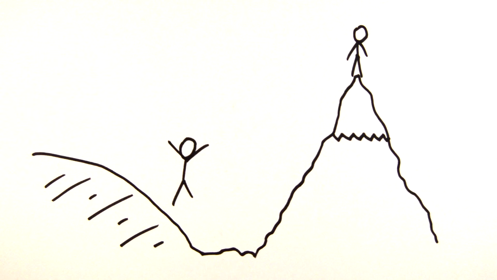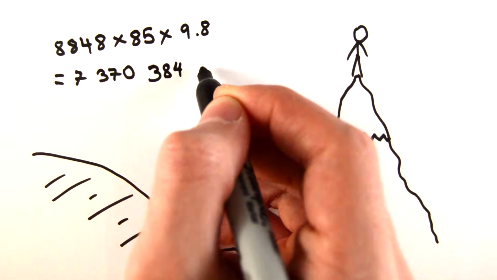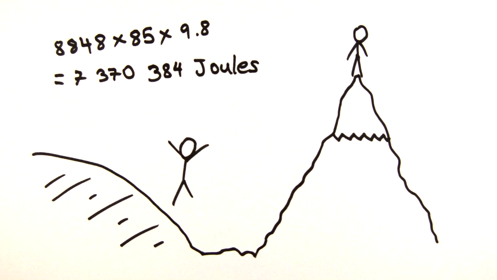If he were 85 kilograms, then his gravitational potential energy would be the height of Mount Everest, which is 8,848 meters, times 85, times 9.8, which is the pull of gravity from the Earth. So the gravitational potential energy of this guy is 7,370,384 joules. But this energy is just potential.